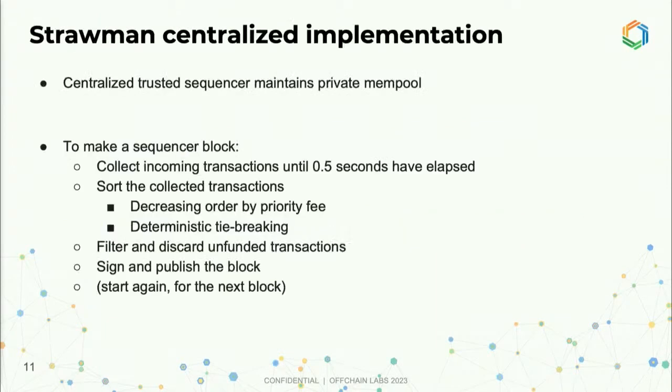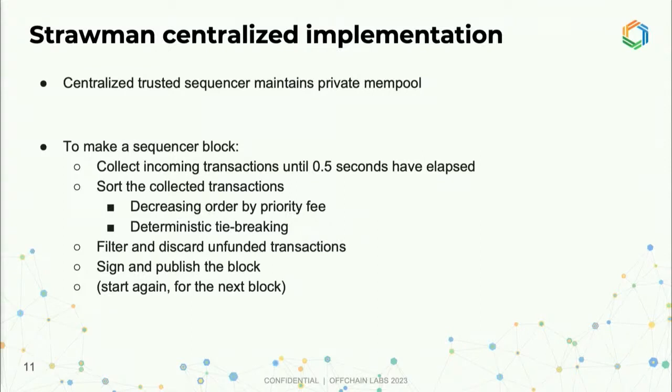All right. So let me talk about a strawman centralized implementation of this. This is actually pretty easy to build. So you have a centralized trusted sequencer in this world, who is chosen by governance based on trust considerations, and it maintains a private mempool. Now, to make a sequencer block, to make a sort of subsequence of the transactions that are deemed to have arrived, first the sequencer will collect all of the incoming transactions over a period of, let's say, half a second. At the end of that half a second, a bell rings, and the sequencer moves on to the next stage.